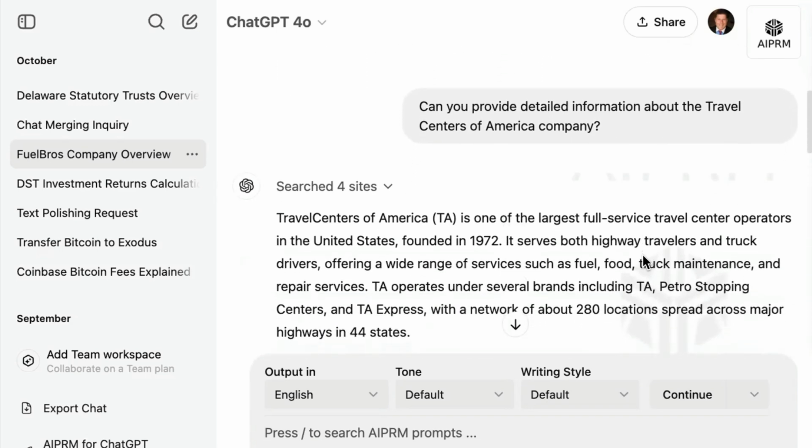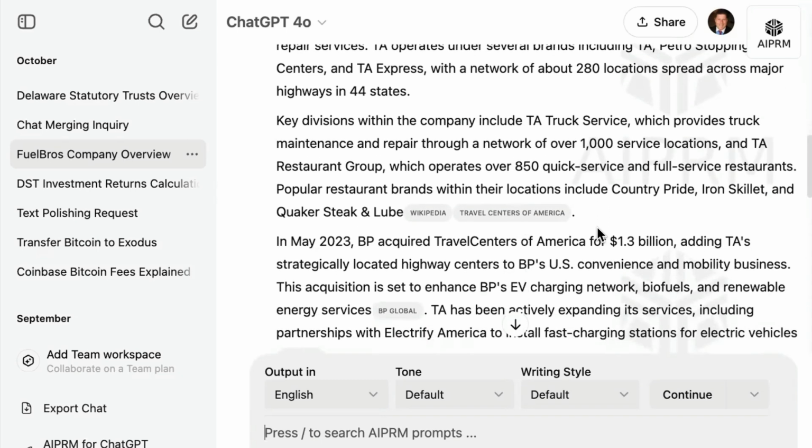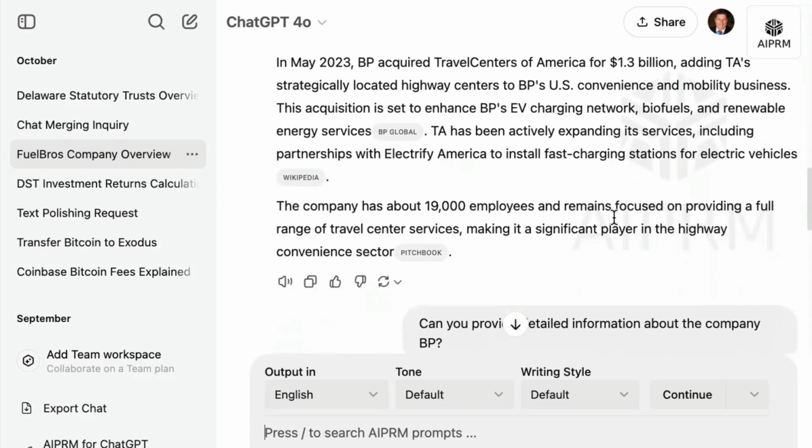Can you provide detailed information about the Travel Centers of America company? The TA is one of the largest fuel service travel center operators in the U.S., founded in '72. It serves highway travelers and truck drivers, offering services such as fuel, food, truck maintenance, and repair services. TA operates under several brands, including TA Petro and TA Express, with about 280 locations spread across 44 states. Key divisions include TA Truck Service, which provide truck maintenance and repairs, and TA Restaurant Groups, which operates 850 quick service restaurants. In 2023, British Petroleum acquired Travel Centers of America for $1.3 billion.